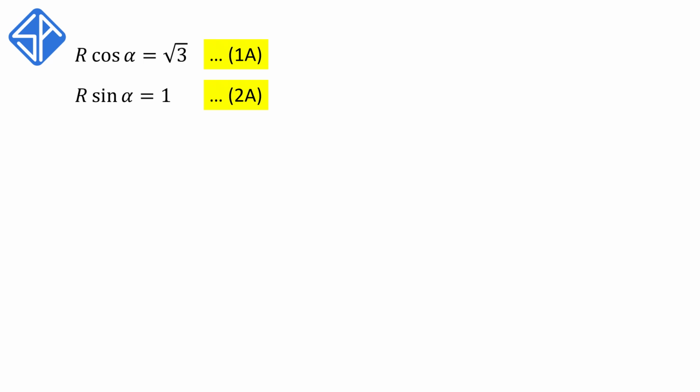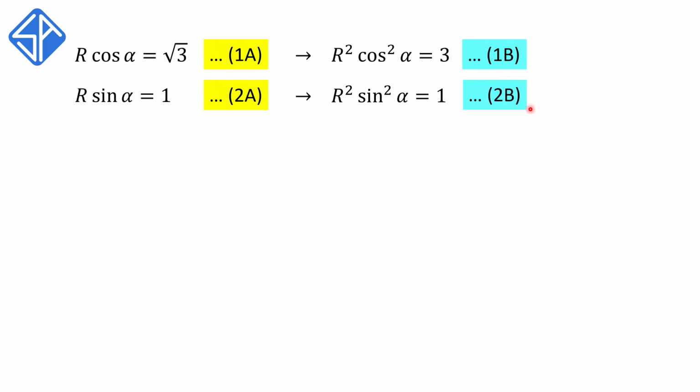I'm then going to square equation 1a so that on the left-hand side, the square of r cos alpha becomes r squared cos squared alpha, and the square of root 3 becomes 3. Doing the same thing to equation 2a, the square of r sine alpha becomes r squared sine squared alpha, and the square of 1 is just 1. And similarly, I'm going to call these equations 1b and 2b. Then to solve for r, I'm going to use equations 1b and 2b.